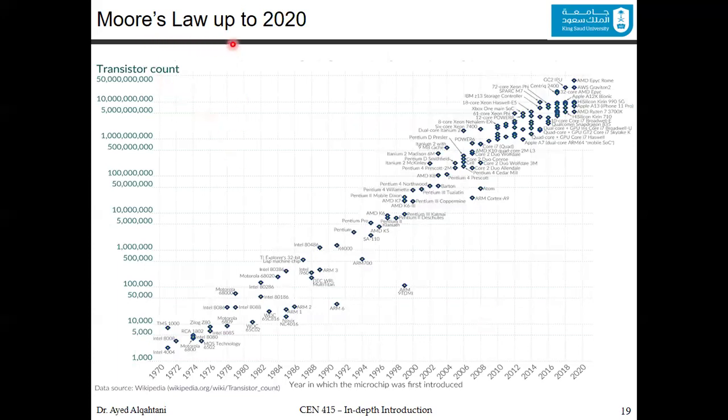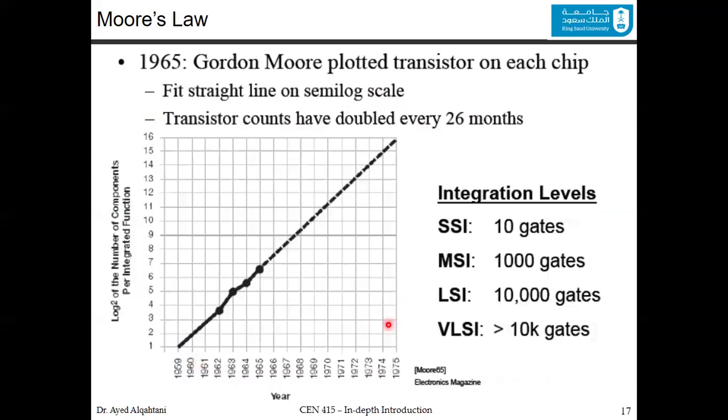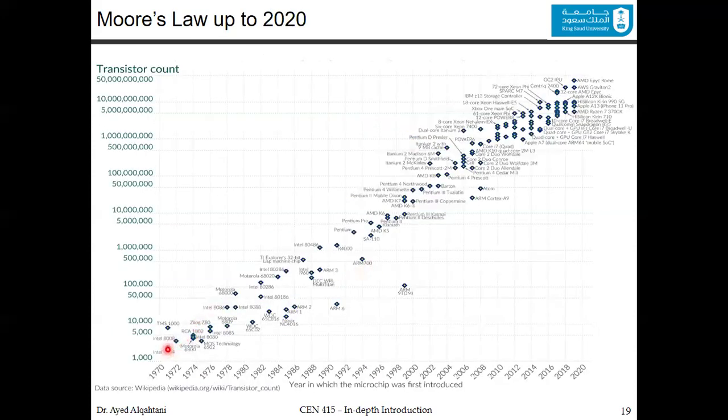Now continuing Moore's law up to 2020, you can see from 1975, it was plotted in the previous plots, but it was a projection. Here, basically, from 1970 all the way up to 2020, you can see that the relation is still linear. If you draw a line, you can draw a straight line there, and you can see that by 2020, you have 50 billion transistors in a single chip.